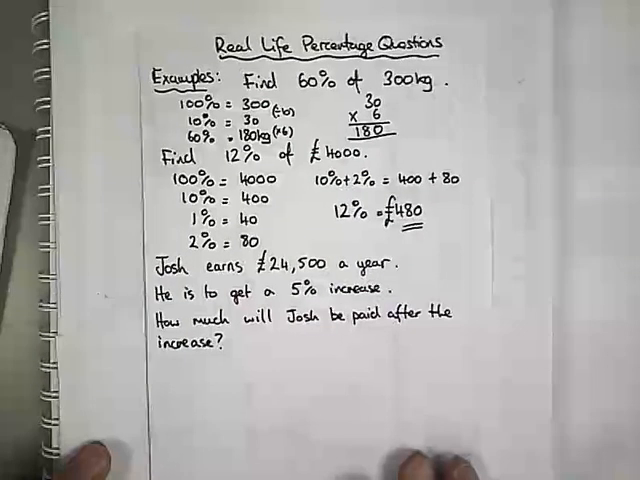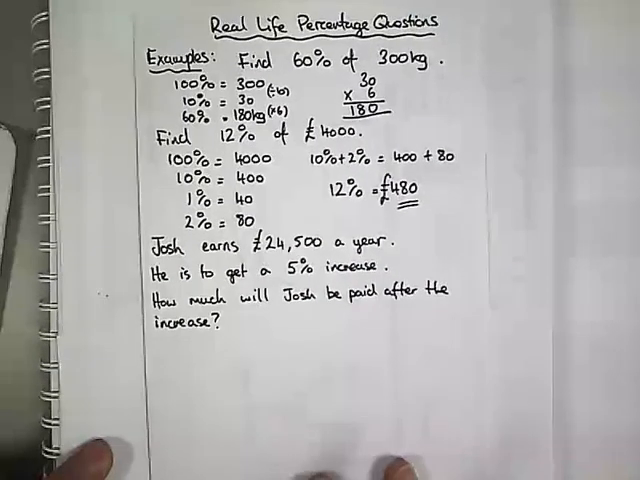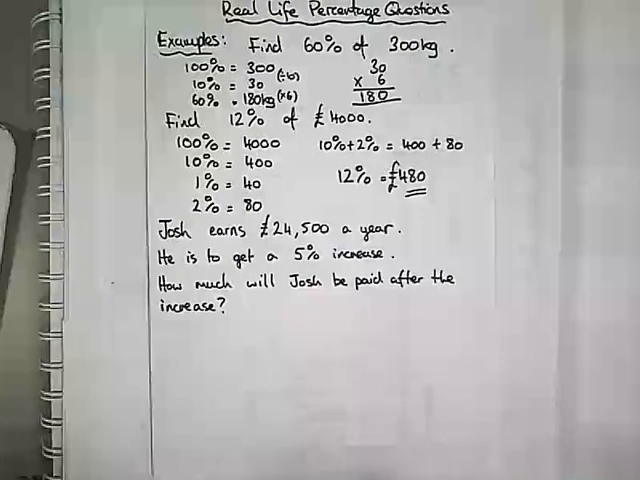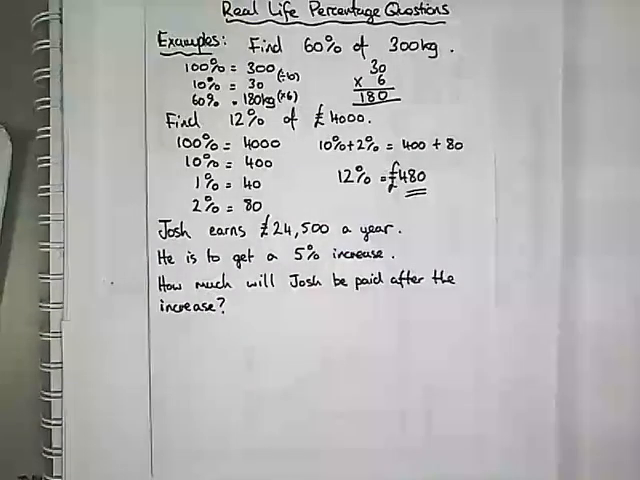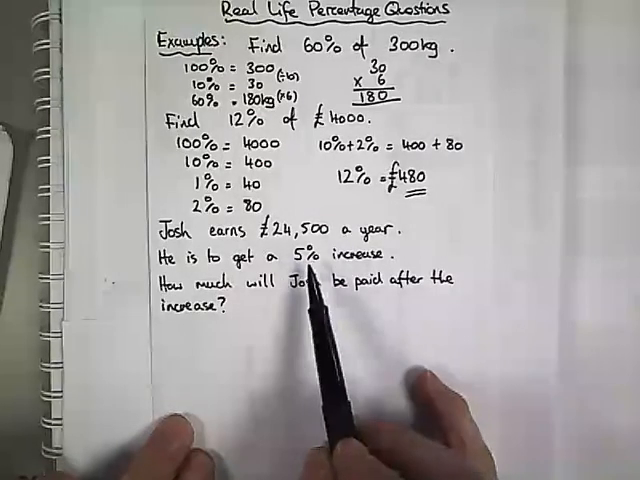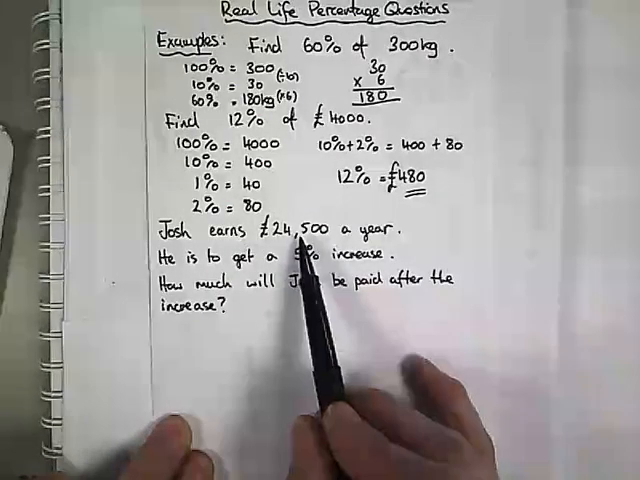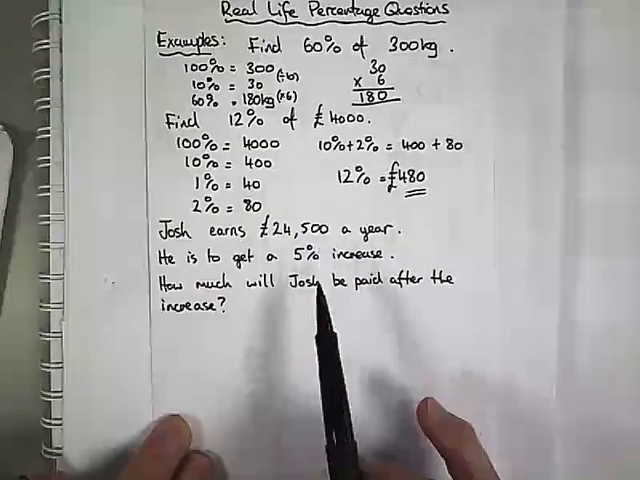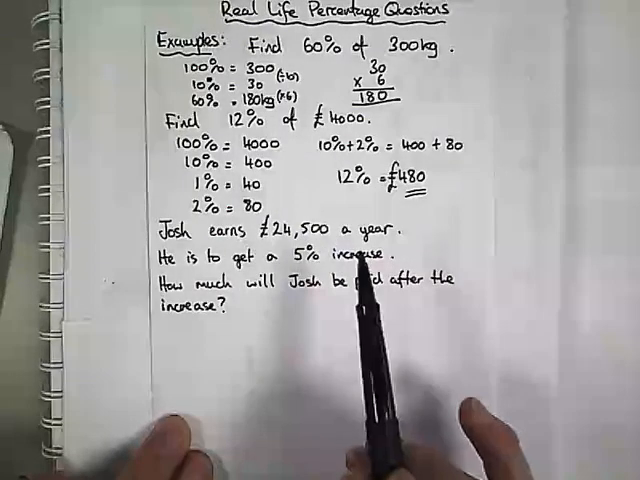Right, I've chucked in quite a tricky one as well. This is about an increase. Sometimes we get pay rises, sometimes the value of things goes down, they get a decrease, so you have to work out a decrease in a percentage. This one is an increase. It's saying Josh earns £24,500 a year. He is to get a 5% increase. How much will Josh be paid after the increase? So what we need to do is work out 5% of the amount and then add it on, because increase means we add it on, decrease means we take it off.